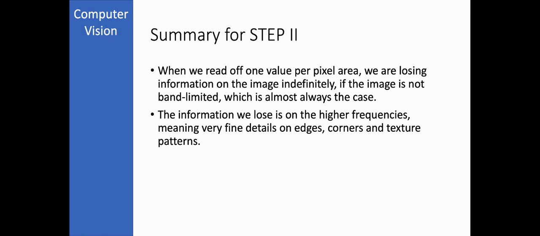So when we read off one value per pixel area, we're actually losing information in the image. If the image is not band limited, which is almost always the case whenever you have strong edges, meaning very high frequency components, then you will have response in your Fourier transform of the image at very high frequencies. More importantly, the information we lose is on the higher frequencies, meaning that whenever we sample the image at certain intervals, we basically lose information about very fine details on edges, corners, and texture patterns.